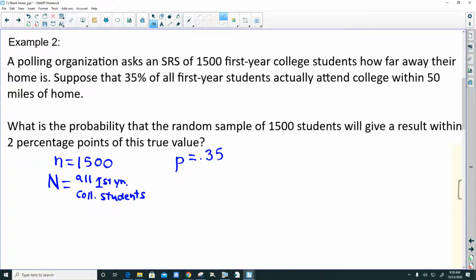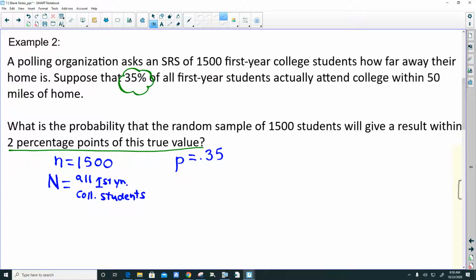Okay, so it's asking us, what's the probability that the random sample of 1,500 students is going to give a result within 2 percentage points of the true value? Remember, the true value is 35% of all first-year students actually attend college within 50 miles of home.